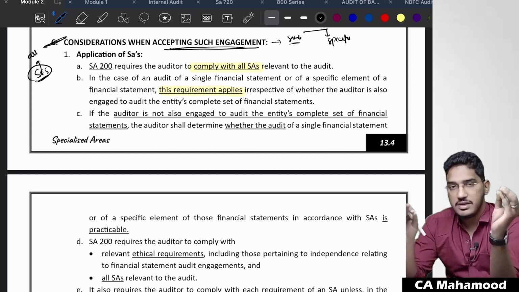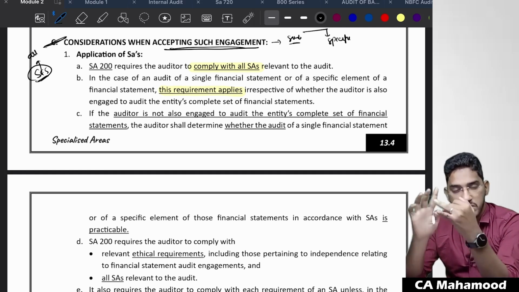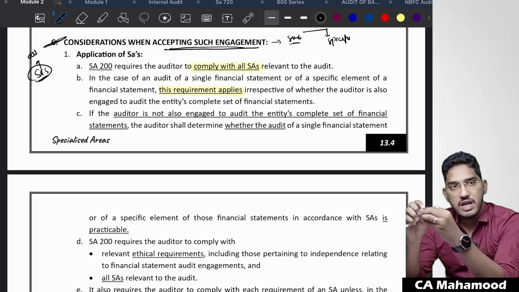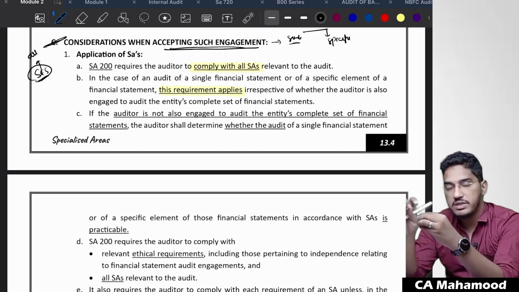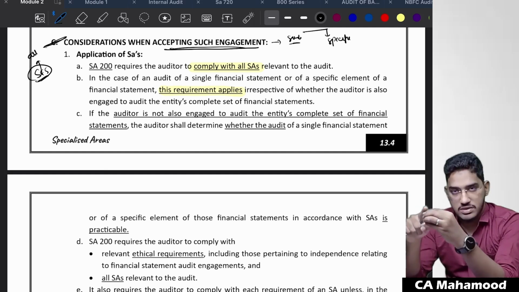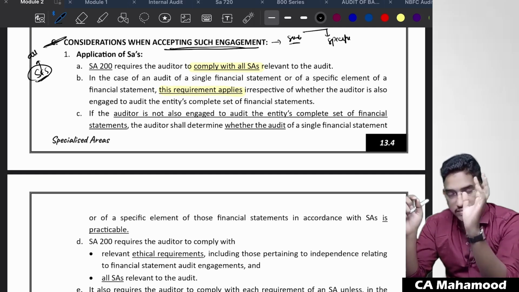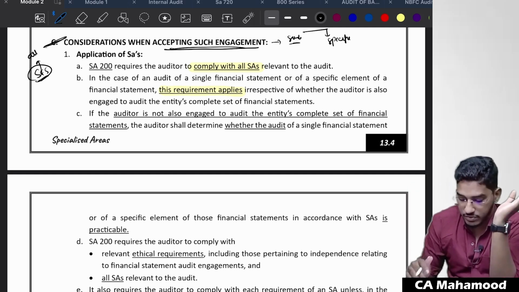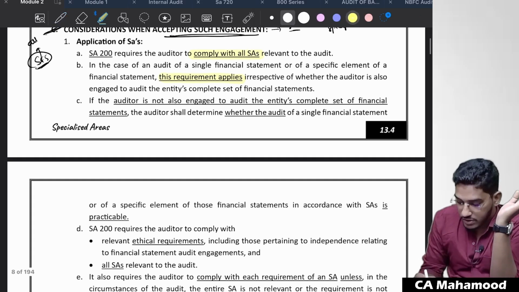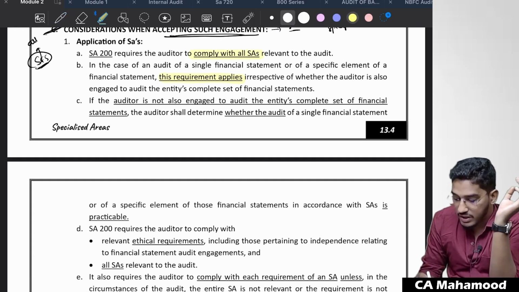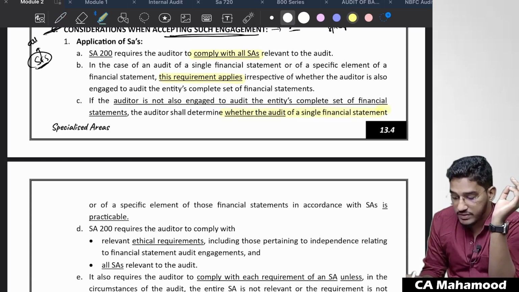In case the client is asking you to conduct an audit of a single financial statement or a specific element, whether you are the same person who is doing the audit of the complete financial statements or not, all of this doesn't matter. You need to comply with all standards even for conducting an audit of a single financial statement. If the auditor is also not engaged to audit the complete set of financial statements, the auditor shall determine whether the audit of a single financial statement or a specific element of that financial statements is practicable.